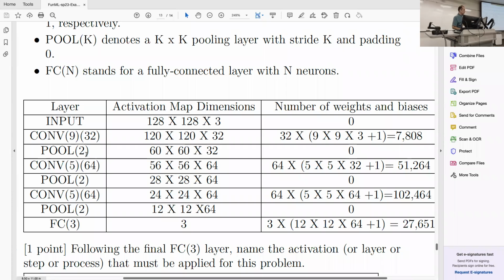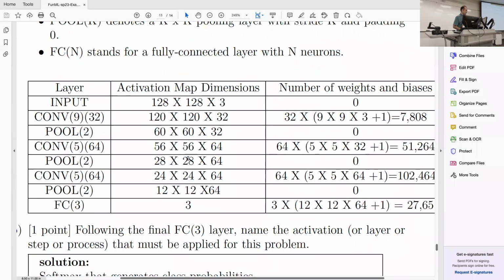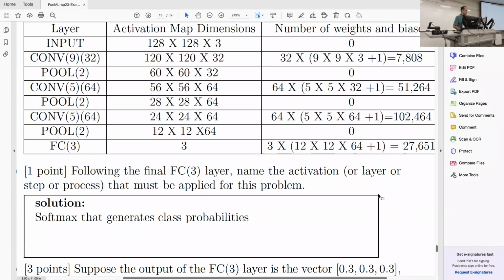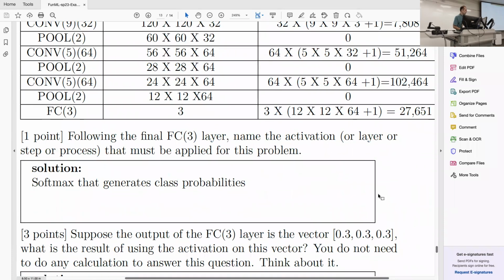So if you're doing pooling by 2, you are picking every other sample in each dimension, right? So 120 becomes 60, and then 120 becomes 60, and the 32 stays as 32. You're not changing the number of channels in that case. And you keep going with basically the same thing. For the fully connected layers, we have 3 activation maps in here, and then 3 times whatever the size of the input is, plus the bias that we have. Anyway, so this is the solution for this part.